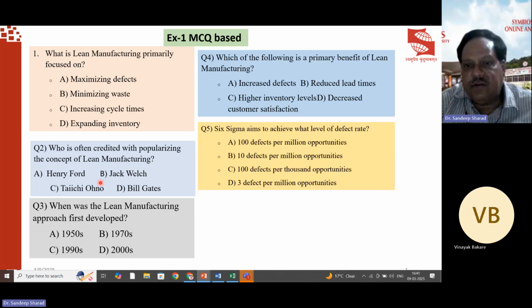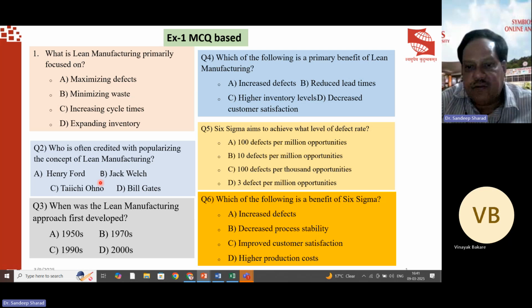Six Sigma aims to achieve what level of defect rate? It will be 3.4 defects per million opportunities. Which of the following is the benefit of Six Sigma? Increased defects, decreased process stability, improved customer satisfaction, higher production cost. So improved customer satisfaction is the correct answer.